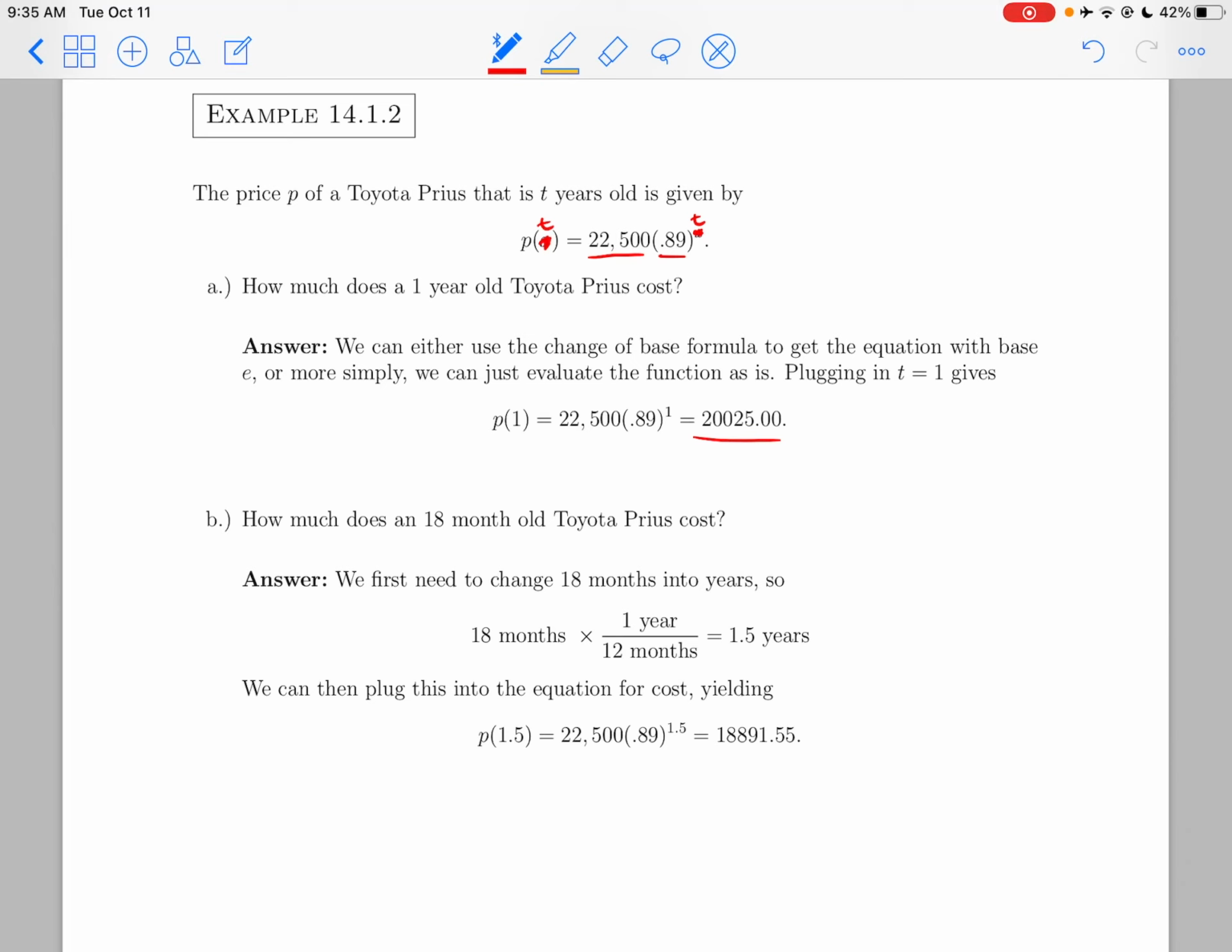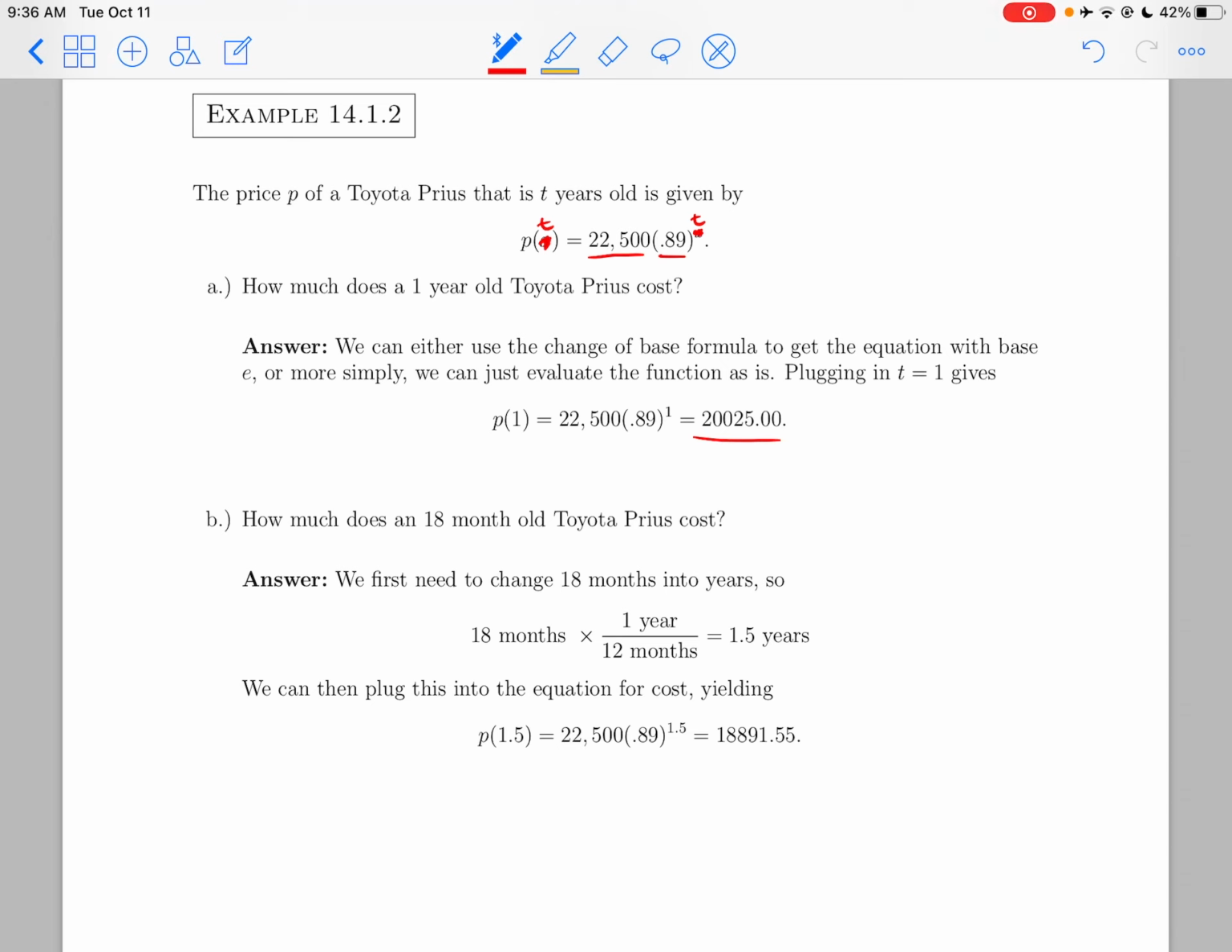So this problem is slightly different to what we had at the start, but it still models what we would call a decay model. It's still a decay function because we have that base value being between 0 and 1, and when we look at the graph for an exponential function where that base is between 0 and 1, we still have a decay function: as the power of a increases, the whole function itself decreases, which makes sense with what we're looking at here with the price of a car.